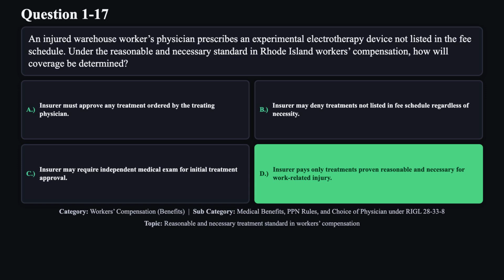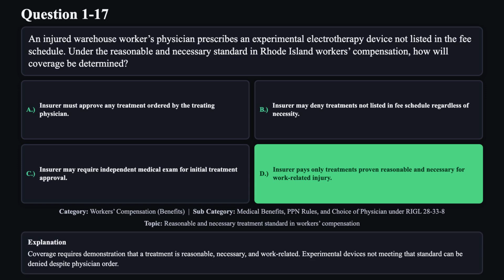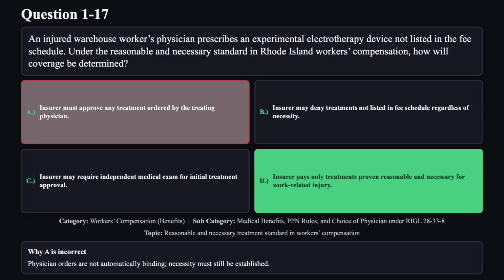The correct answer is D. Coverage requires demonstration that a treatment is reasonable, necessary, and work-related. Experimental devices not meeting that standard can be denied despite physician order. Reason A is not correct. Physician orders are not automatically binding. Necessity must still be established.